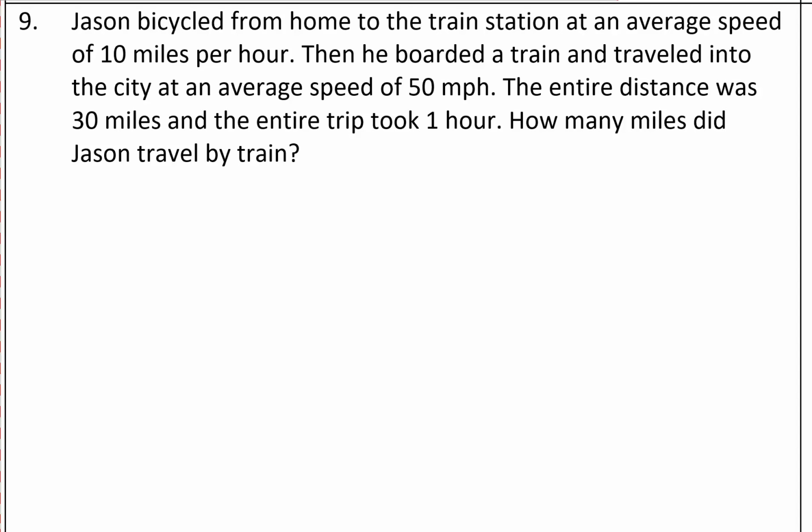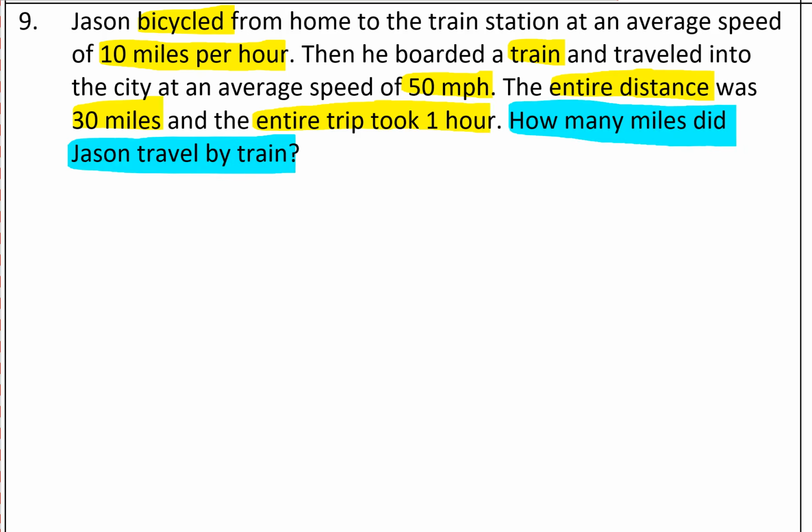Jason bicycled from home to the train station at an average speed of 10 miles per hour. Then he boarded a train and traveled into the city at an average speed of 50 miles per hour. The entire distance was 30 miles, and the entire trip took 1 hour. How many miles did Jason travel by train?